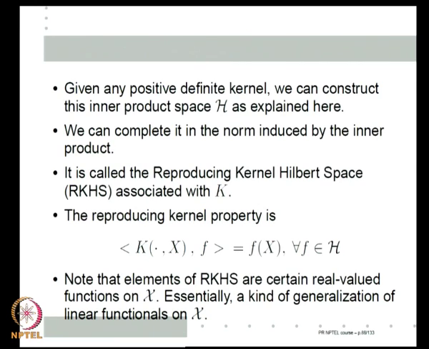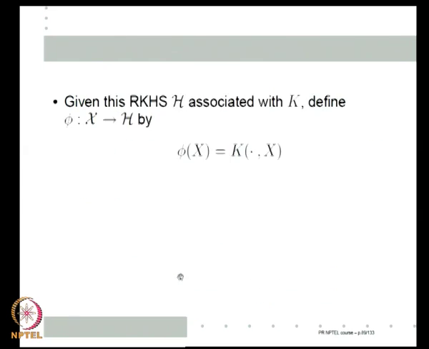So, this is a kind of generalization of linear functionals on X. That is another way of looking at RKHS, which essentially have this special reproducing kernel property. Given this RKHS H associated with K, we can now define a phi that maps X to H, that maps every element of X to an element of H. Namely, I map the element x in my feature space to the element K(·, x) in H. I map x to the kernel function centered at x. So, phi maps x to K(·, x).